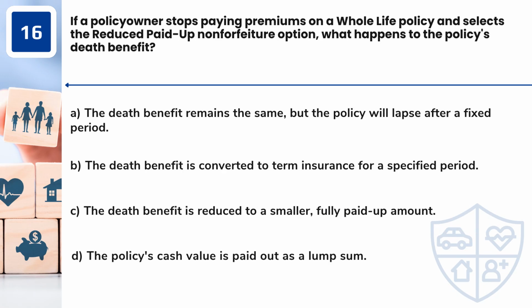Question 16. If a policy owner stops paying premiums on a whole life policy and selects the reduced paid-up non-forfeiture option, what happens to the policy's death benefit? A. The death benefit remains the same, but the policy will lapse after a fixed period. B. The death benefit is converted to term insurance for a specified period. C. The death benefit is reduced to a smaller, fully paid-up amount. D. The policy's cash value is paid out as a lump sum.